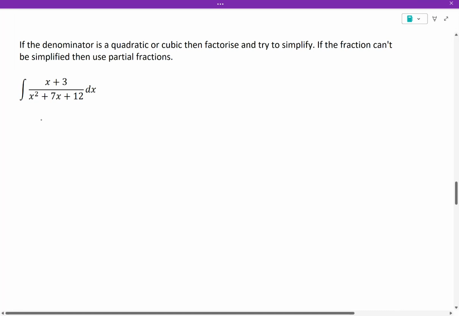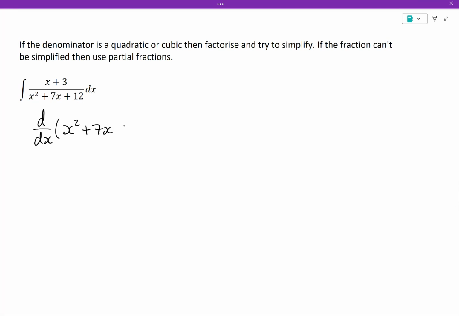Let's differentiate our denominator and see what we get. If I differentiate x squared plus 7x plus 12, my answer is 2x plus 7. If we have 2x plus 7, and I want to get to my numerator of x plus 3, do we have to multiply by a single numerical value? No, it's not possible to get from 2x plus 7 to x plus 3 by multiplying by a single numerical value. So we can rule out our natural logarithm.